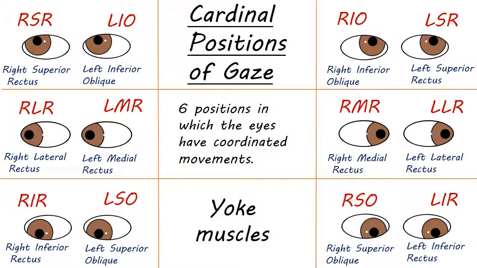Also, it's a good thing to take note of right here that the straight up gaze and the straight down gaze are not yoked. So when you're looking straight up, both eyes are looking straight up, or both eyes are looking straight down, but those are not movements that rely on yoke muscle pairs.